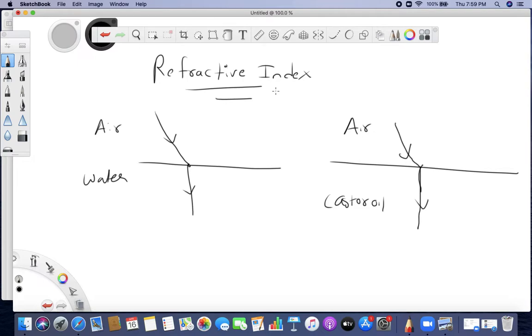That's what we said. For any given pair of media, the ratio of the sine of the angle of incidence to the sine of the angle of refraction is called refractive index, and they denote the refractive index by a letter n, a little curved, not a normal n. So what does the refractive index measure? It measures how much light is bent.